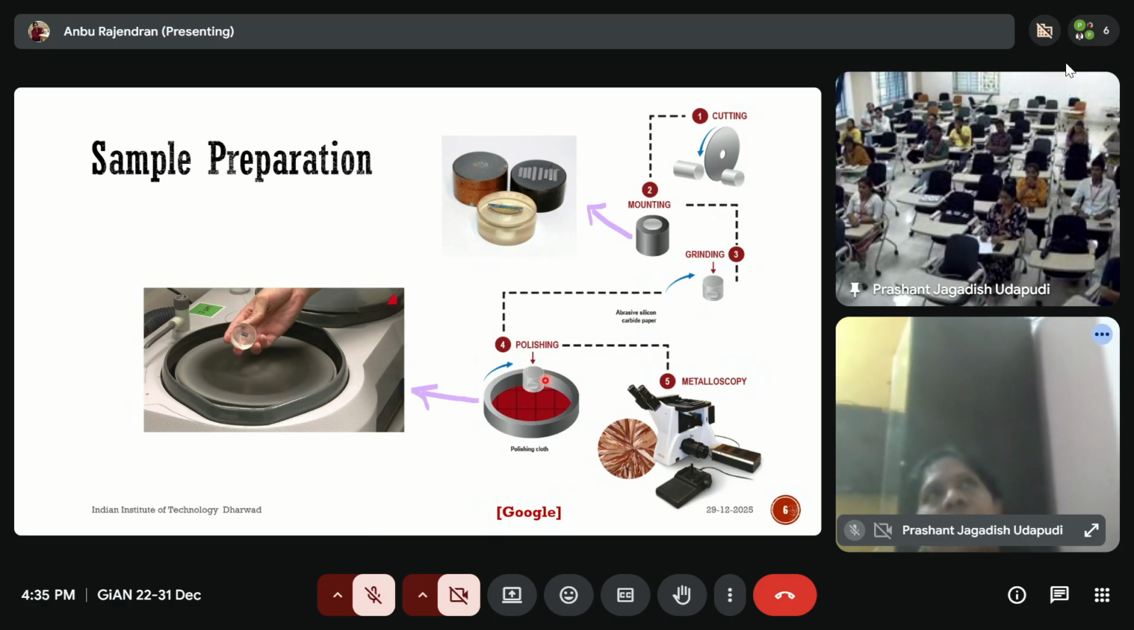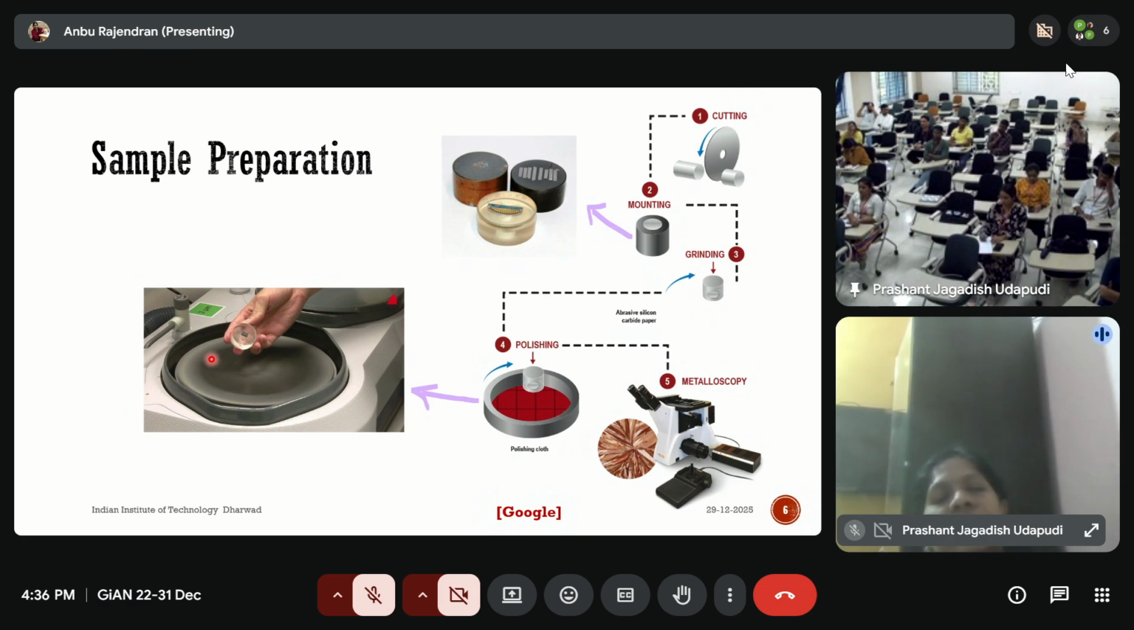Emery sheets are available readily, but how are they prepared? Generally, silicon carbide or alumina particles, the ceramic hard particles, will be embedded in the sheet by using resin. Those particles are hard enough because they are ceramics, so they will have a higher hardness. When you rub your material against those hard ceramic particles, your sample will be removed from the surface.